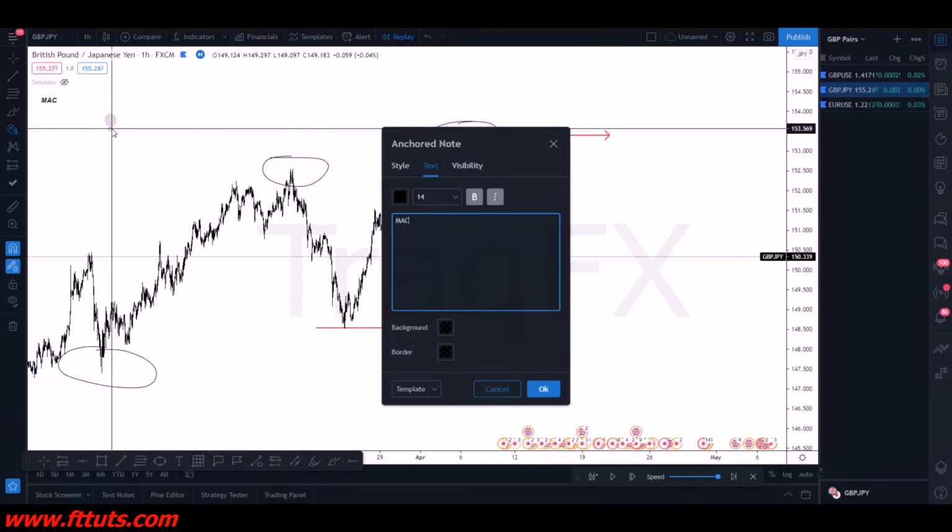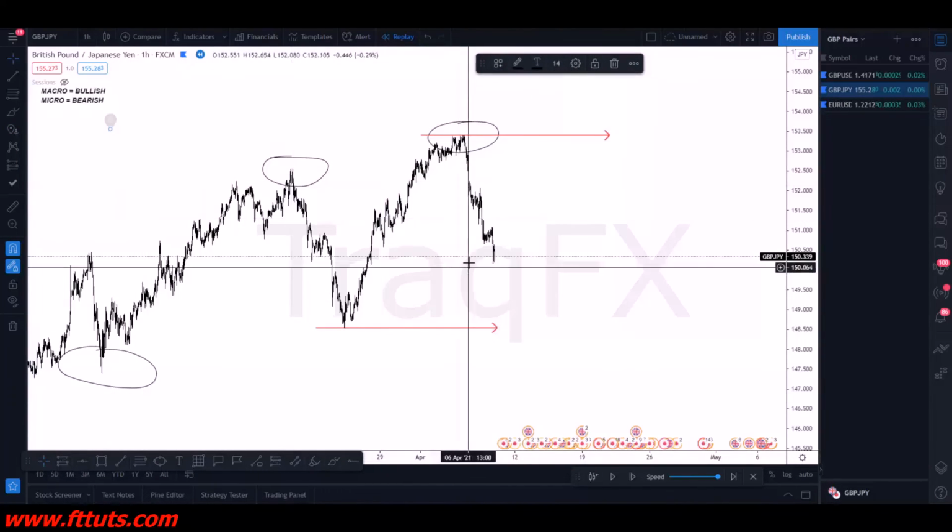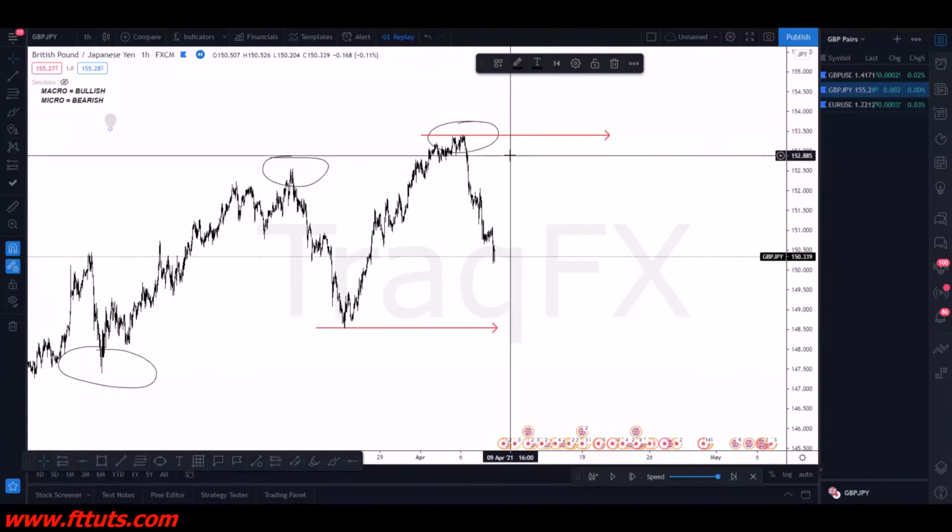Let's write that down. Macro equals bullish. Micro equals bearish. And what was the calculation? Macro equals bullish plus micro equals bearish: don't take the trade. Macro equals bullish plus micro equals bullish equals take the trade. So right now we're not taking the trade, right? We're not taking the trade. We're simply waiting for price to come back down.